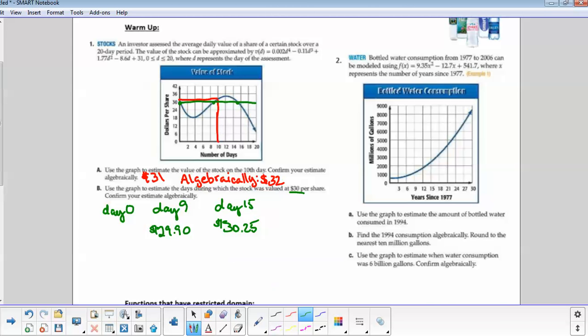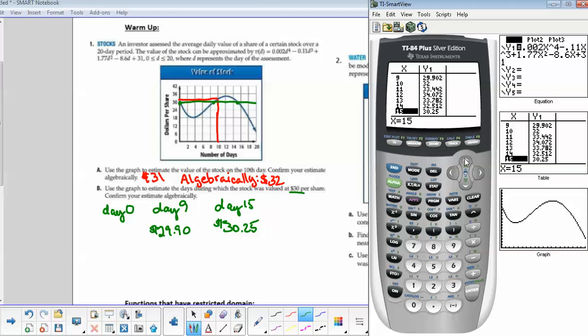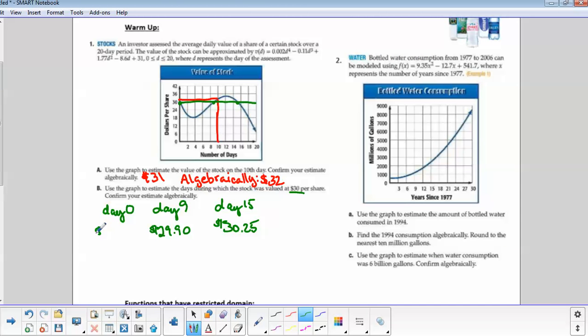And then the last one was day 0. So you want to go back and check day 0. Day 0 was 31, so that was not as close as the others, but still not too far off, $31 per share. So in confirming algebraically, we're going to just say that we were pretty close.